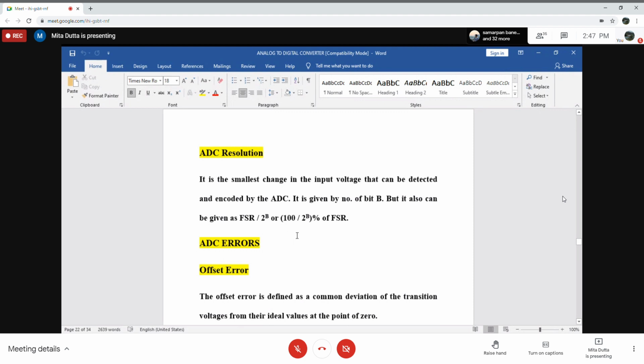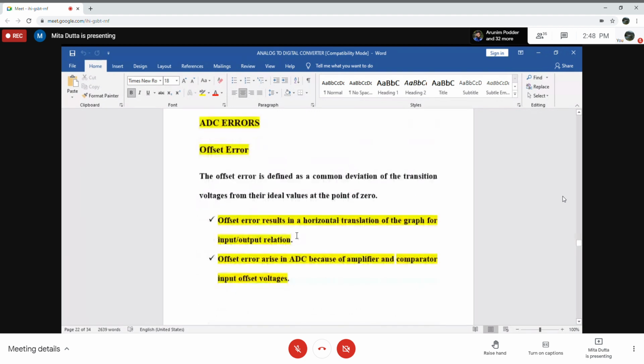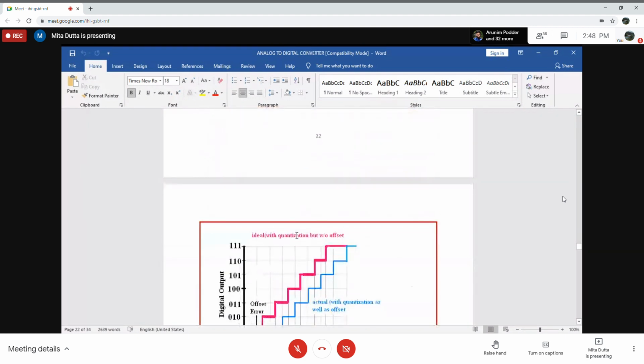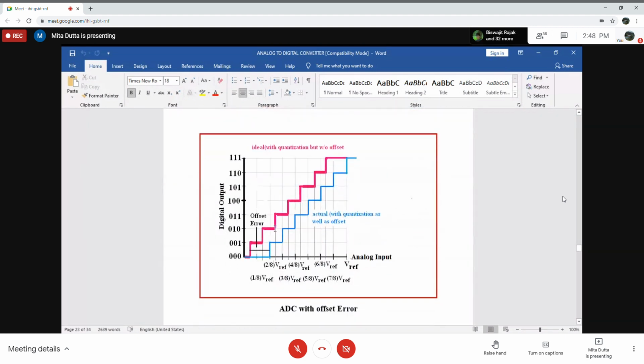Now we come to the ADC errors. In DAC also we have offset error, gain error, and linearity error. The same errors are in case of ADC, but here the way of expressing the error is different. In case of an offset error, it will be the horizontal transition of the input-output relationship.